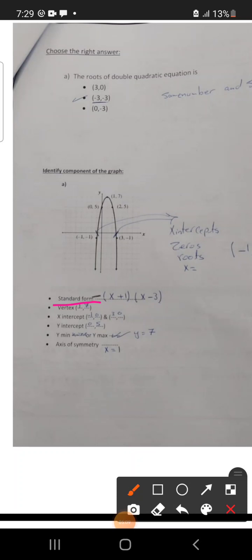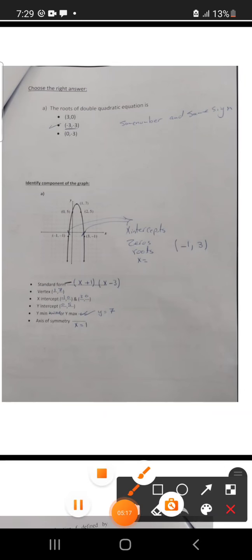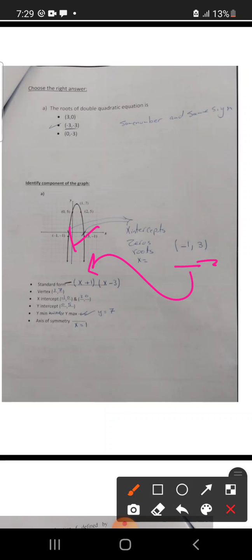If you want the standard form equation, what you will do is get the x-intercepts, which are the zeros, or roots. Here, see where the graph intersects the x-axis: negative 1 and 3. Put them in brackets with the opposite sign. So negative 1 will be x plus 1, and 3 will be x minus 3. What about the sign? The graph goes down, so it will be negative.